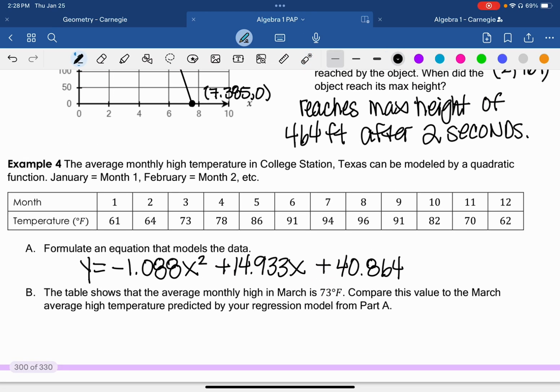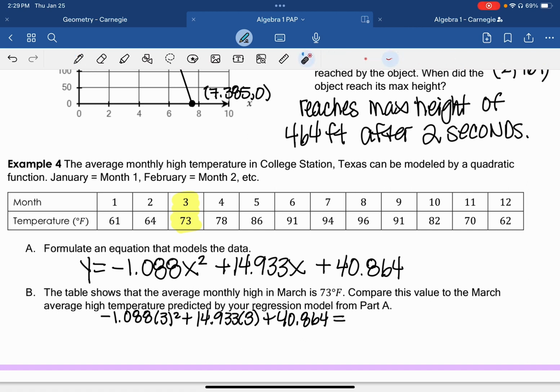I can now go ahead and answer part B. The table shows that the average monthly high in March is 73 degrees Fahrenheit. Compare this value to the March average high temperature predicted by your regression model. So this is what they're doing, right? We're going to plug 3 in for x. So we could just go into our calculator and plug in negative 1.0883 squared plus 14.933 times 3 plus 40.864, and press enter and the calculator would give us an answer.